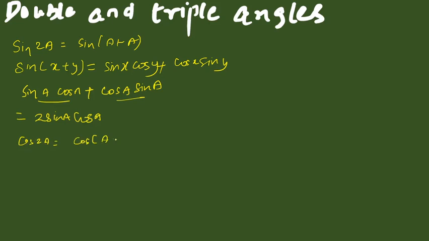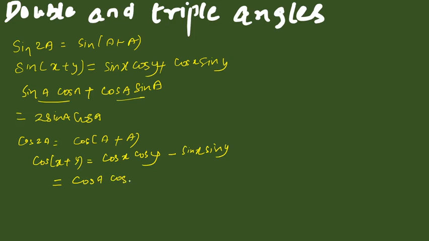So we did it. Now when it comes to cos 2A, I'm going to use the formula for cos of x plus y. I hope you've gone through that formula: cos x cos y minus sin x sin y. When it is cos of A plus A, x is A and y is also A. So altogether it will become cos square A minus sine square A.